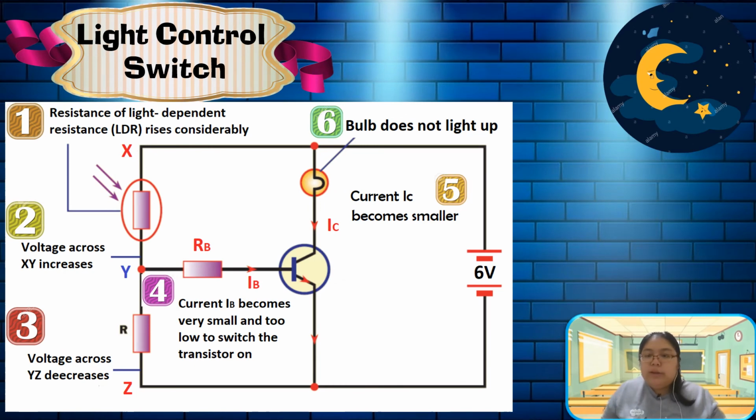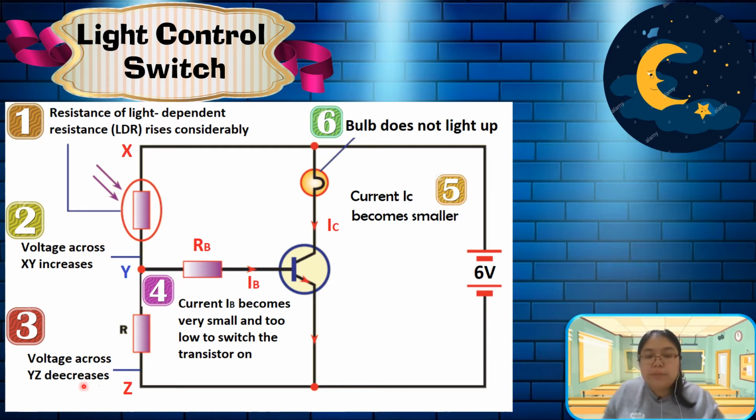Now this one is during the night. During the night, we see what happens for the light control switch. We are using the diagram to memorize. Labelled one by one. First one is the LDR, this is the symbol for the LDR. They say the resistance during the night is high. So the LDR resistance rises considerably. After that, you talk about the potential difference. The potential difference across X, Y becomes very large.